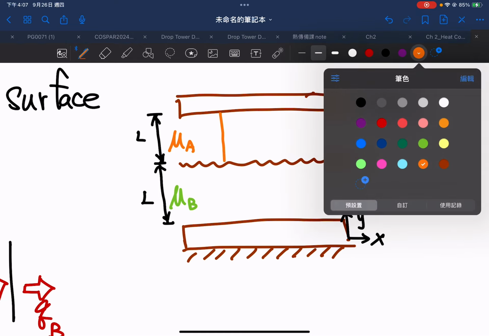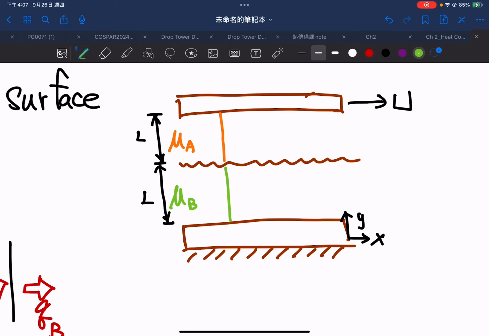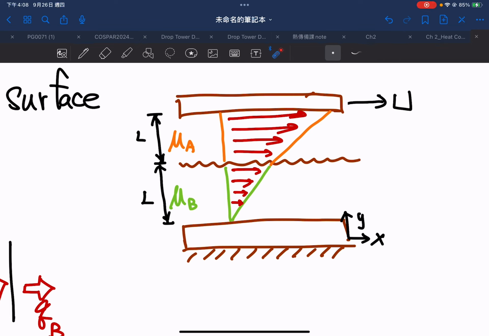We start from the no-slip condition. So this will be like this, but at the interface it will suddenly change because the viscosity is different. Then we can draw it like this. This will be our velocity profile. You can notice the viscosity is different, so the slope is different. So mu A does not equal mu B, and the slope is different.